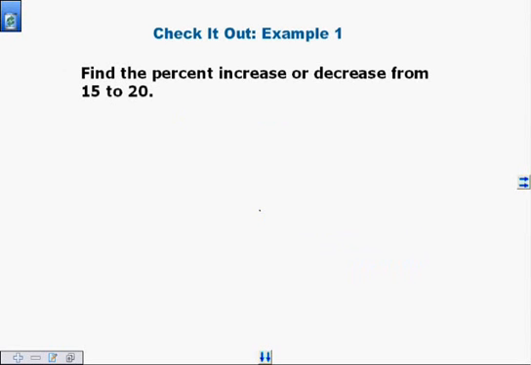For your first check it out example, you're going to be finding the percent increase or decrease from 15 to 20. So hit pause, and I want you to try this one on your own.